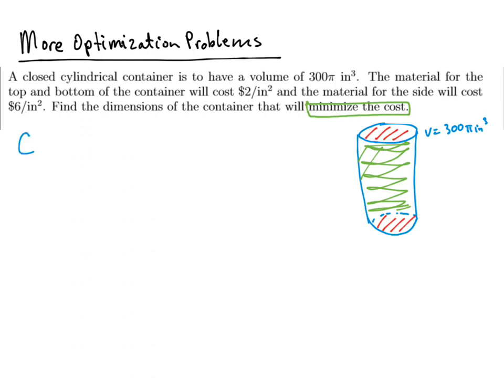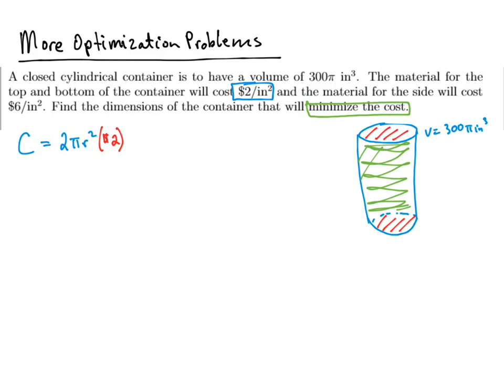So if we say the cost is equal to, well, the area of the top and bottom, where we'll be using the $2 per square inch material. Well, the area of the top and bottom is just a circle, and we have two of them. So 2 times pi r squared, that gives us the area of the top and the bottom, and then that's getting multiplied by $2 per square inch.